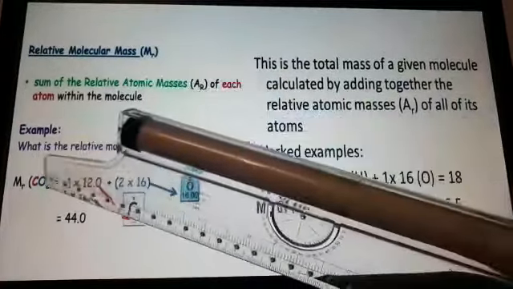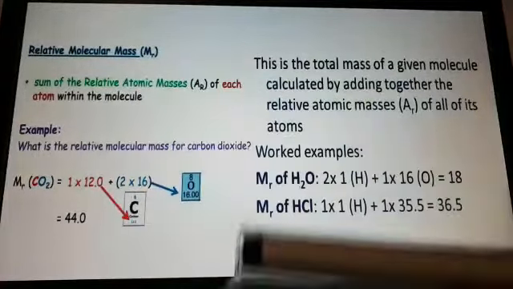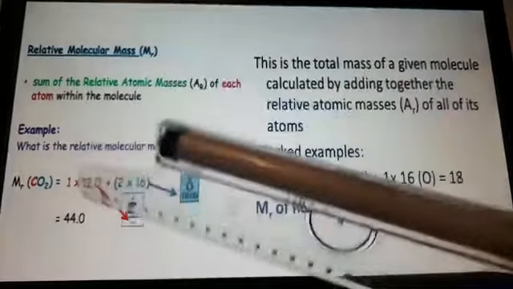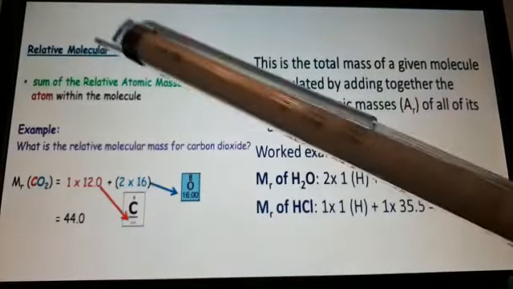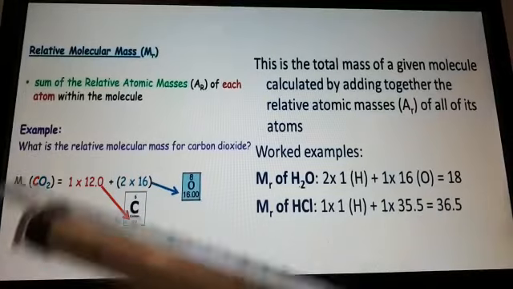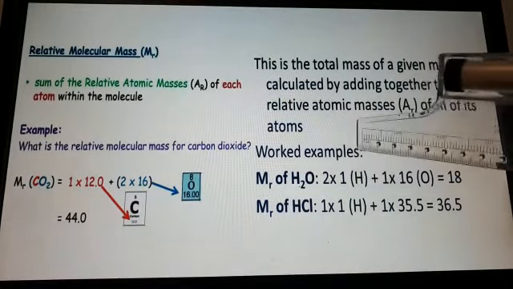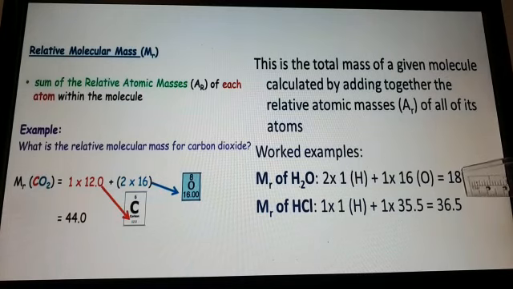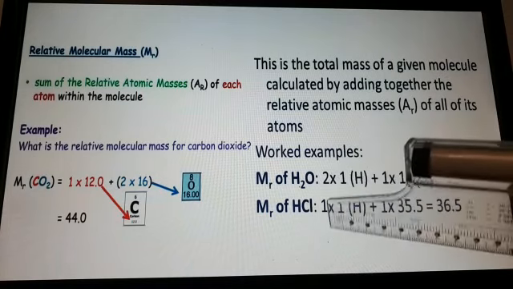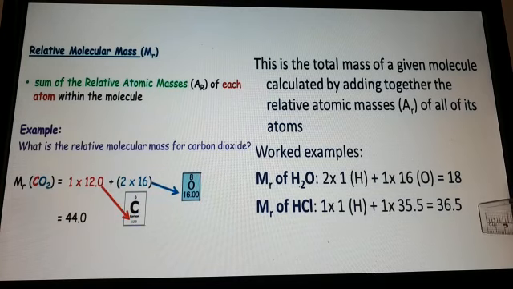So here it is 2 oxygen atoms, so 2 multiply 16, we get 32, plus 12. The molecular mass of carbon dioxide is 44. So the molecular mass of water, see here, is 18. The molecular mass of hydrochloric acid is 36.5. So this is the total mass of the given molecule, calculated by adding together the relative atomic masses of all of its atoms. And this is about relative atomic mass.